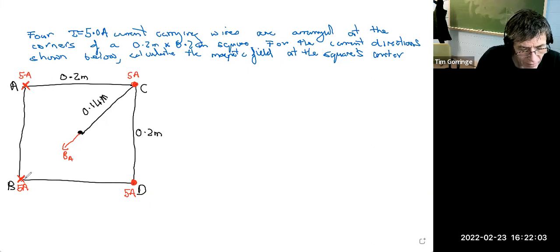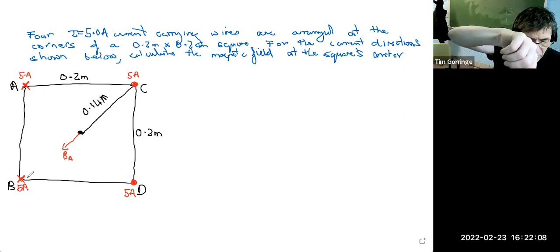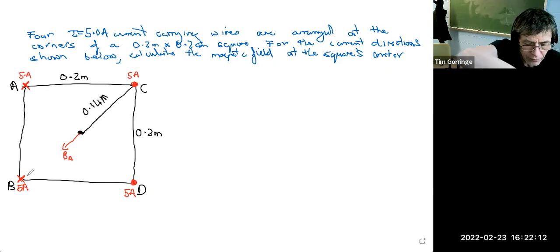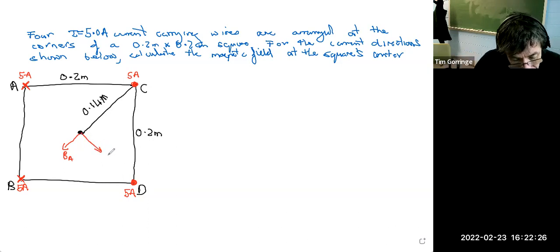For wire B, again, that current is flowing into the page. I'm going to orient my thumb into the page. My fingers will curl in the direction of the field, and they curl around at this location above this wire and towards the right of this wire. They curl around in this direction here. And I'm going to label that BB. So those are the two wires on the left. Now I can do the two wires on the right.